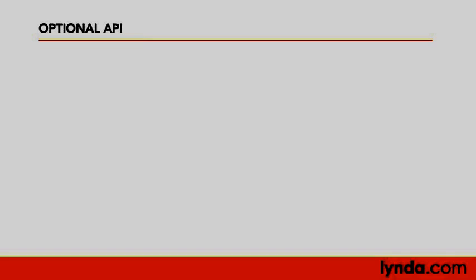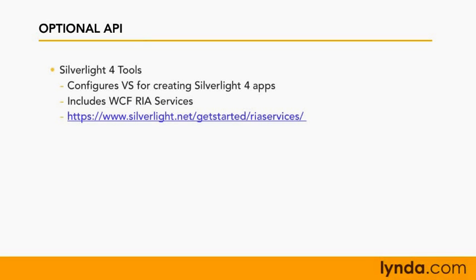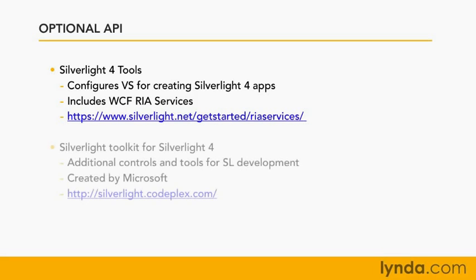Here's a couple of additional tools you might consider installing. The first one, Silverlight 4 Tools, configures your version of Visual Studio to create the newest version of Silverlight. The second one is called Silverlight Toolkit for Silverlight 4. This contains additional controls and tools for Silverlight development.